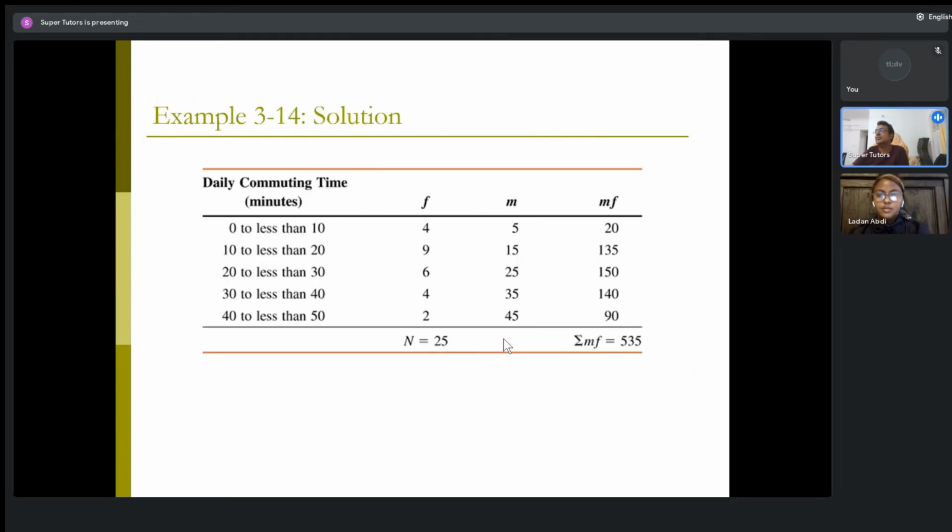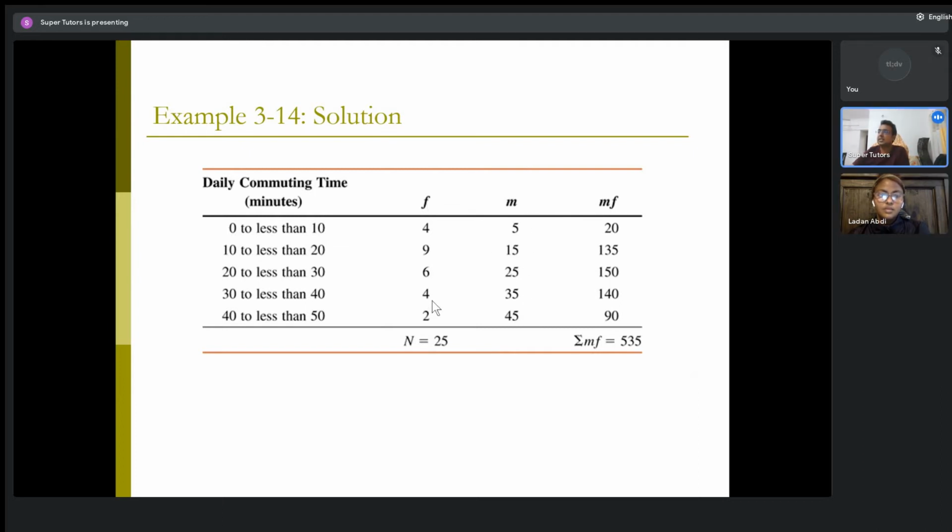So if I have to find the mean of this data, I need the midpoint of every class. Midpoint is simply upper boundary plus lower boundary divided by 2. So 0 to 10 comes to 5. And then 10 plus 20 is how much? 10 plus 20 is 30, divided by 2 is 15. So you get these midpoints.